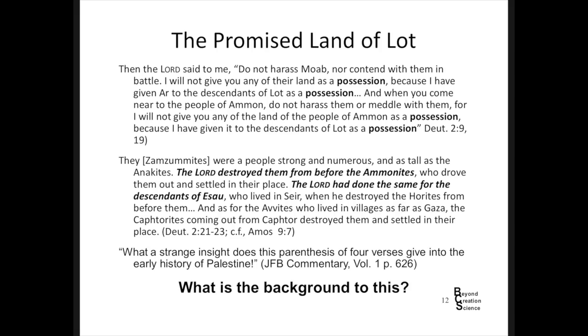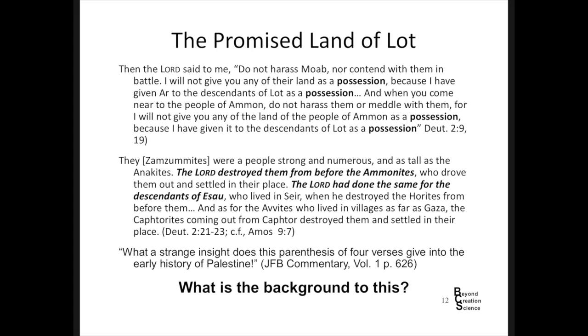And the same passage goes on to say that God helped these nations in their conquest of their promised land. This is the law. Deuteronomy 2. God helped them. They, the Zamzummites, were a people strong and numerous and as tall as the Anakites, giants, just like Israel had to deal with. The Lord destroyed them from before the Ammonites, who drove them out and settled in their place. The Lord had done the same for the descendants of Esau, who lived in Seir, when he destroyed the Horites from before them. And as for the Avites, who lived in the villages as far as Gaza, the Caphtorites, coming up out of Caphtor, destroyed them and settled in their place. There's the basis for Amos chapter 9.